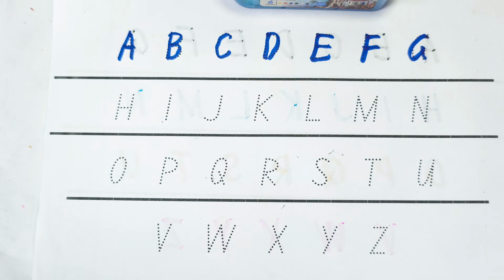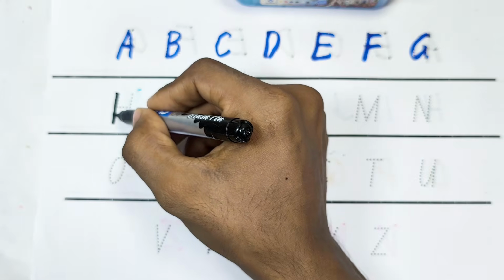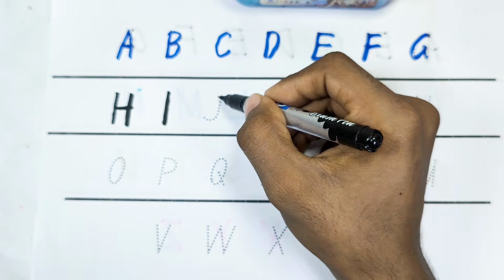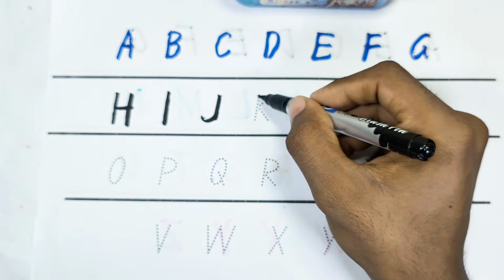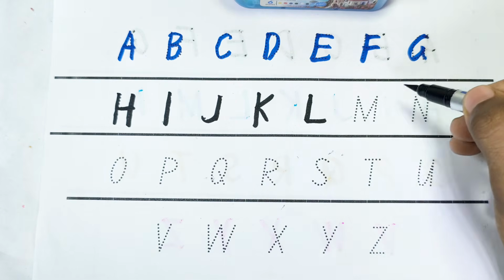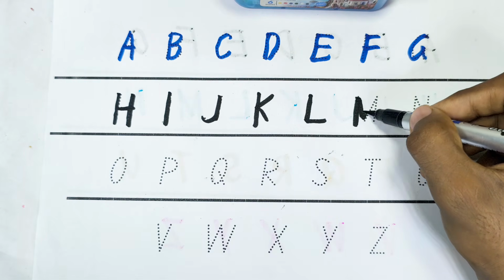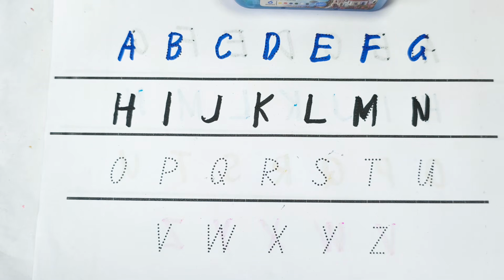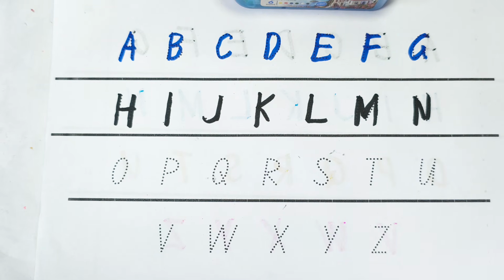G for goat. Kids, now you draw H. H for helicopter. I for ice cream. J for joker. K for king. L for lion. M for moon. N for nose.